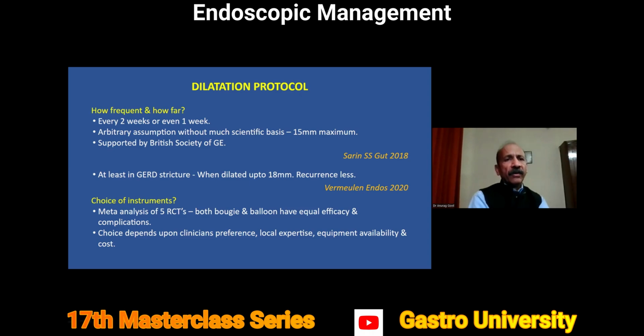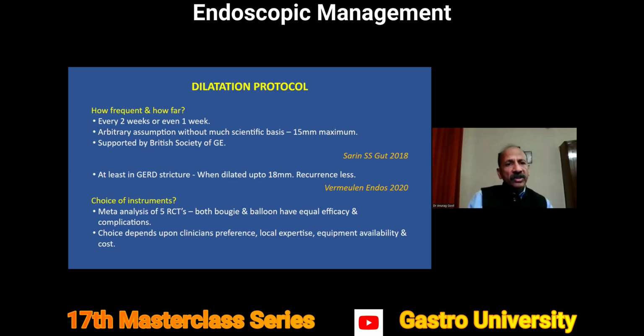There is an arbitrary assumption that we should go up to 15 millimeters maximum in corrosives. It is supported by the British Society of Gastroenterologists. What happens if you dilate more, at least in corrosives, there is not enough data. But for GERD strictures, it is well documented that if you go up to 18 millimeters, the recurrence is less. So we also in our department usually go up to 15 and rarely go up to more than 15, which is 16 or 17, if there are very frequent recurrences.